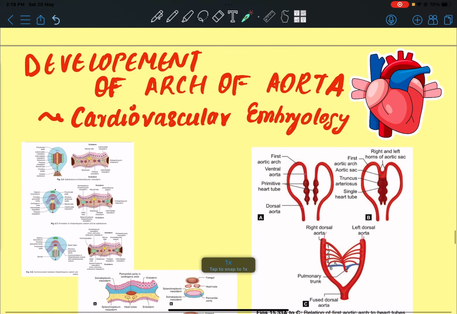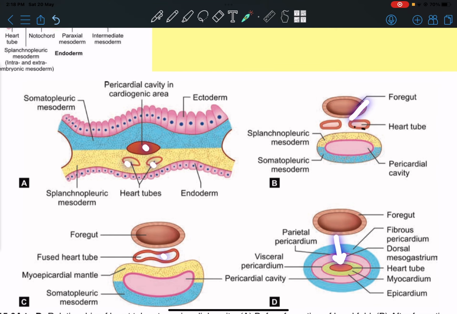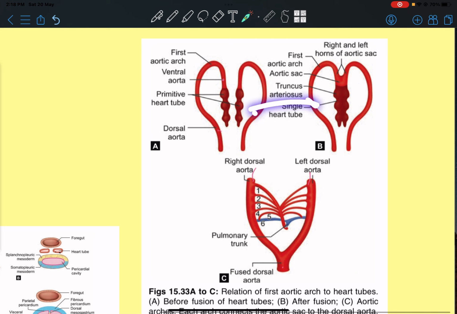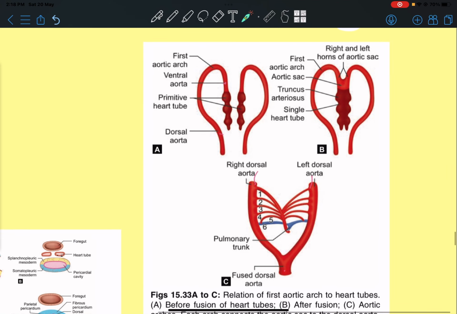Okay, so that's all I want to tell you. One more thing, first the heart tubes are outside the pericardial cavity like this, but later the heart tube enters the pericardial cavity and then becomes the adult structure. So first it fuses and then it goes inside the pericardial cavity. That's all I wanted to tell you. Now let's get into the main topic of the video, that is development of the arch of aorta and its derivatives, aortic arch derivatives.